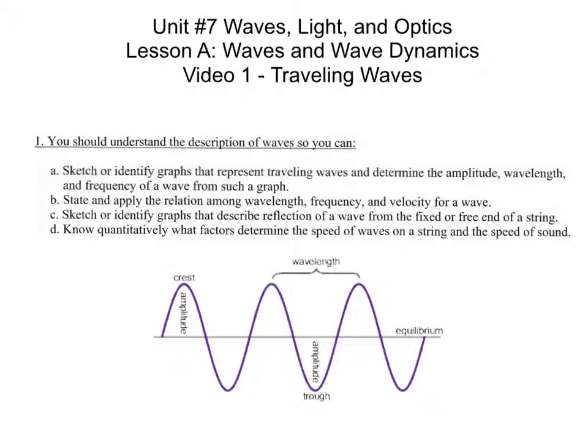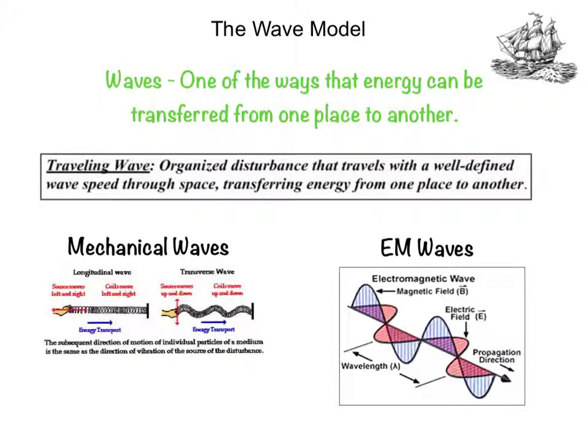So off we go. It turns out that waves are just one of the ways that energy can be transferred from one place to another. Now, when we dealt with mechanics, kinematics and dynamics, we put together a particle model. To deal with waves, we want to put together a wave model. Our wave model is going to be organized around what's called a traveling wave, which is just an organized disturbance that travels with a well-defined wave speed through space, transferring energy from one place to another.